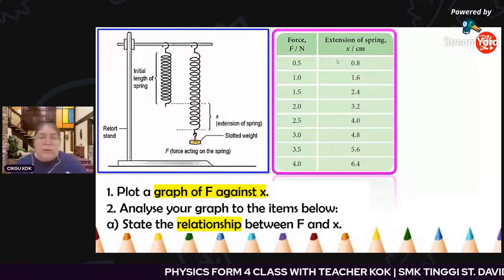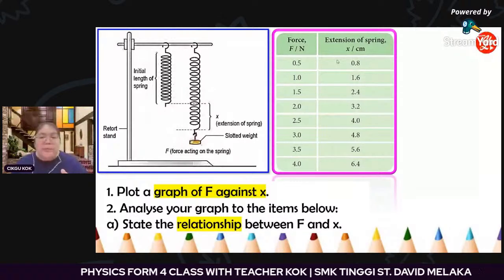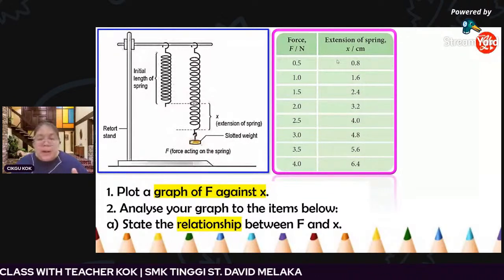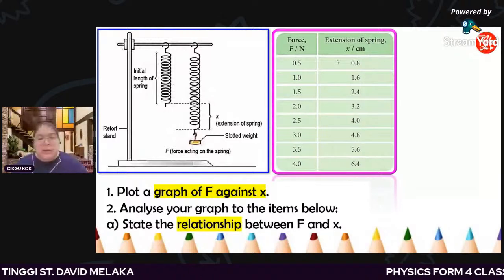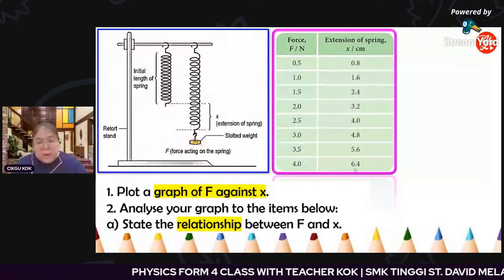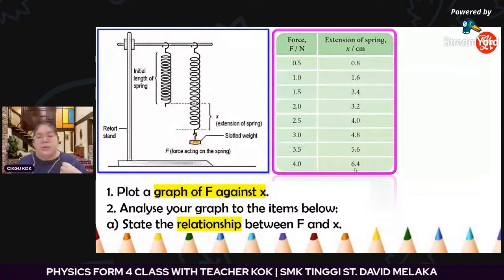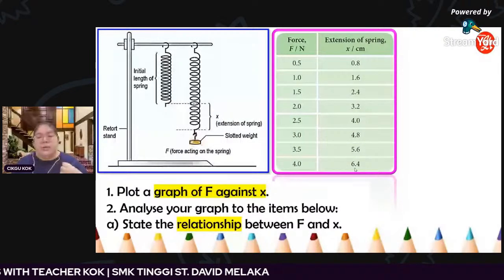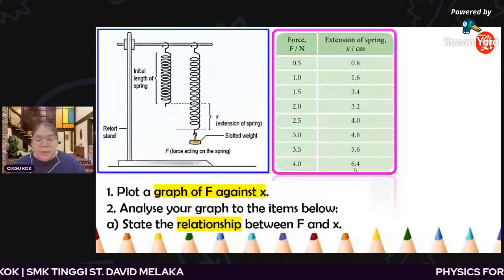Okay, 0.8, 1.6, 2.4, that's fine, because those are perfect numbers. But suddenly if they give 6.5, that means you need to count. Where is 6.5 located? So I suggest you use 0.2, or you can use 0.5, you can use 1, you can use 5, or you can use 10. Those are perfect numbers for the scale.